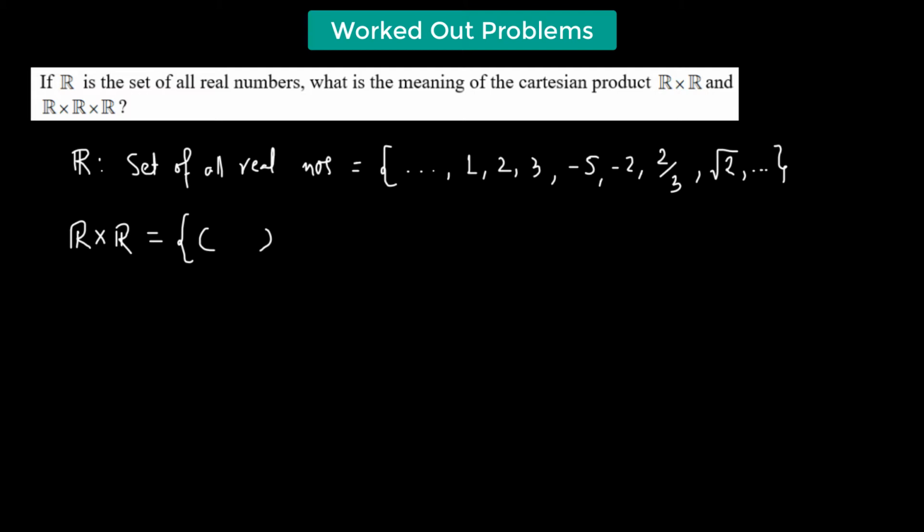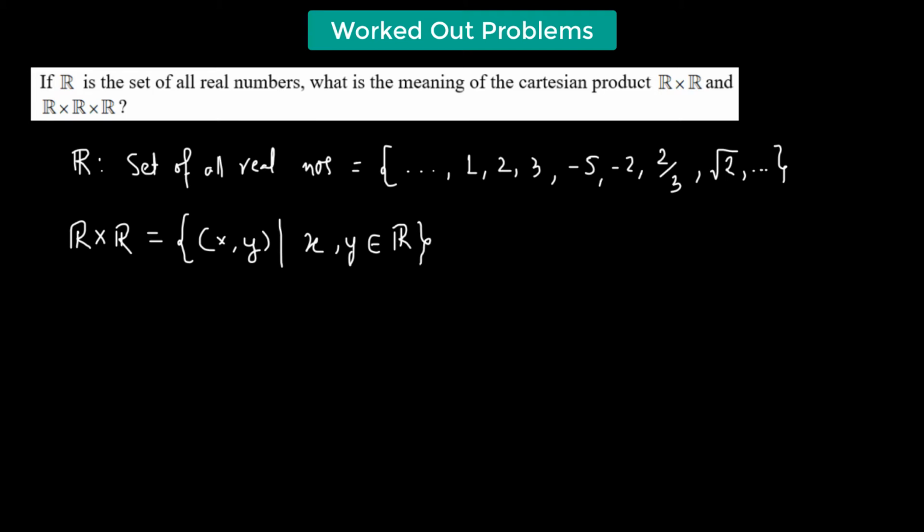Now we could consider x comma x such that x belongs to the set of real numbers. However, this is going to restrict us with the choice of values. Now instead of only choosing x, what we are going to do here is consider another number y such that x and y are both picked from the set of real numbers.